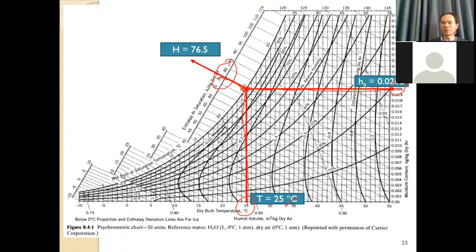For this chart, you have to know at least two conditions. If you know at least two conditions, you can estimate another condition. Like if you know the dry bulb and the relative humidity, you can estimate the absolute moisture content. You can estimate the enthalpy like that, and you can estimate the dry bulb temperature.